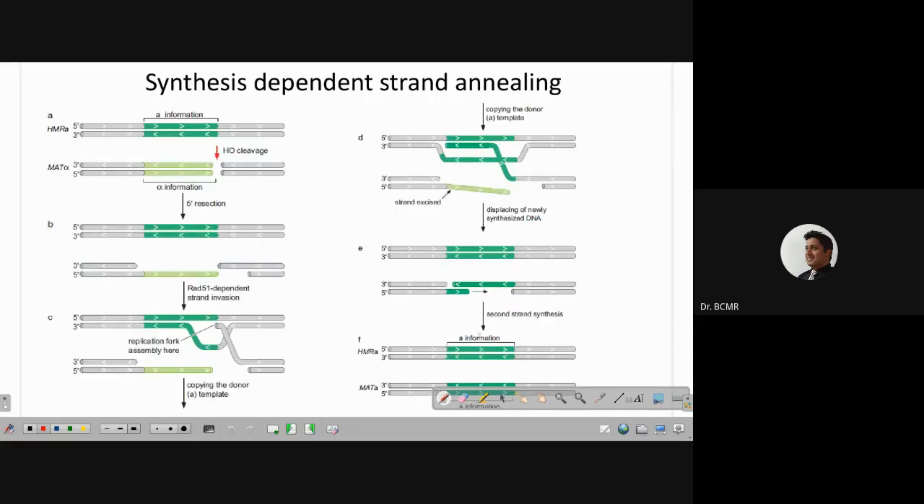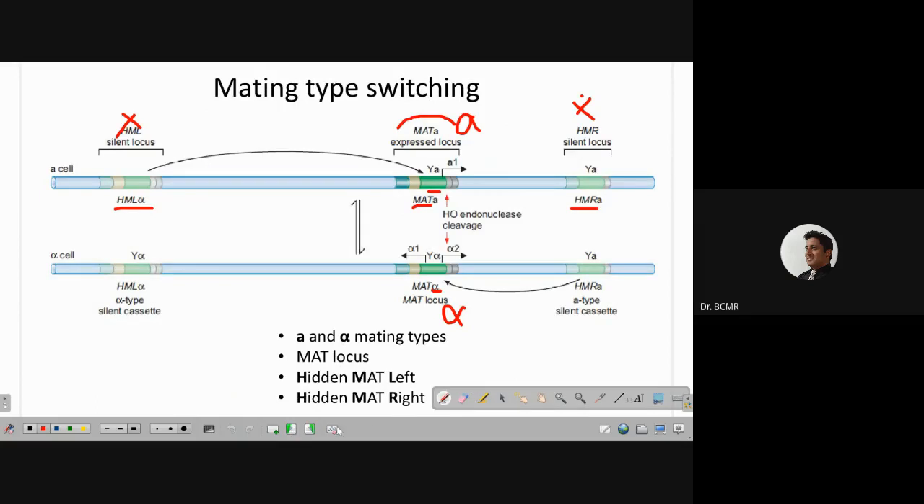Here is the molecular mechanism. It involves homologous recombination, and that is the reason why we are studying it. I hope you can recollect that mat locus. You have to keep this map in your mind. The mat locus is here, and HML alpha and HMR A are on these sides.